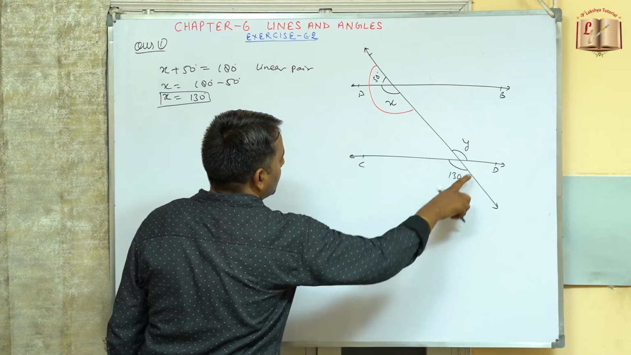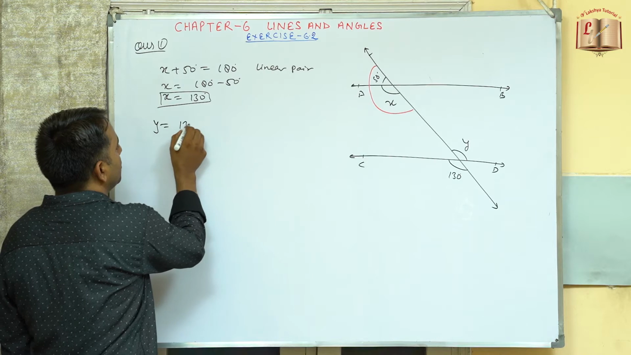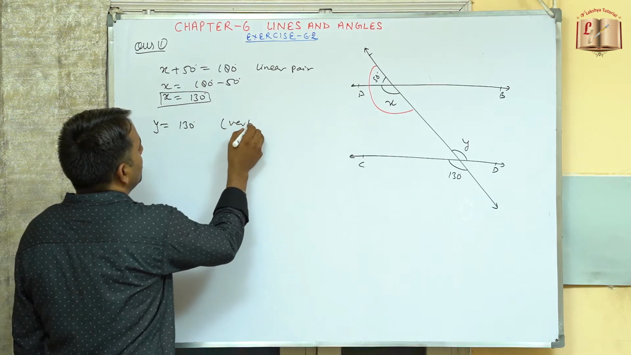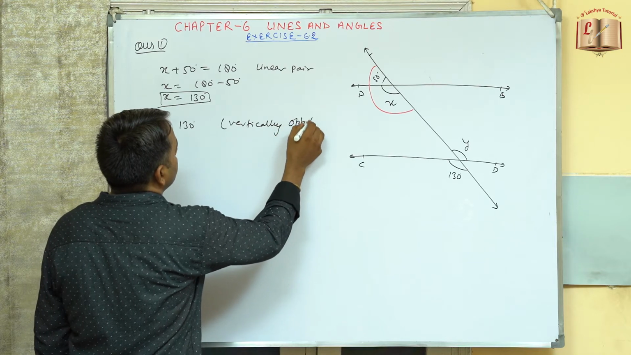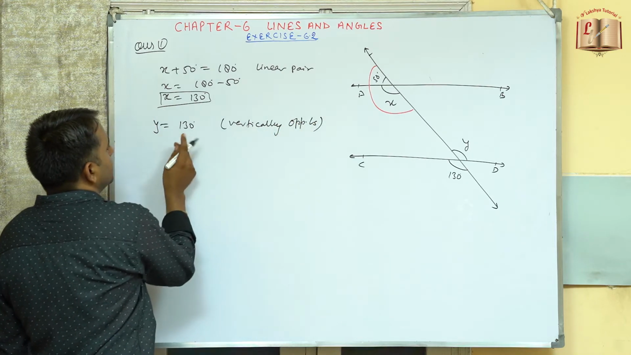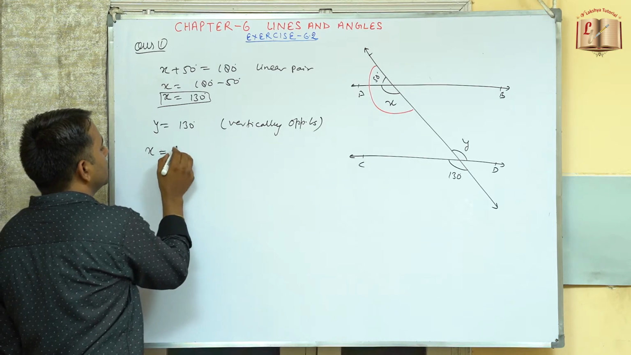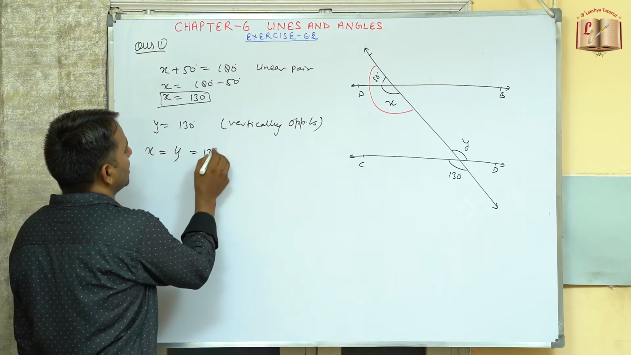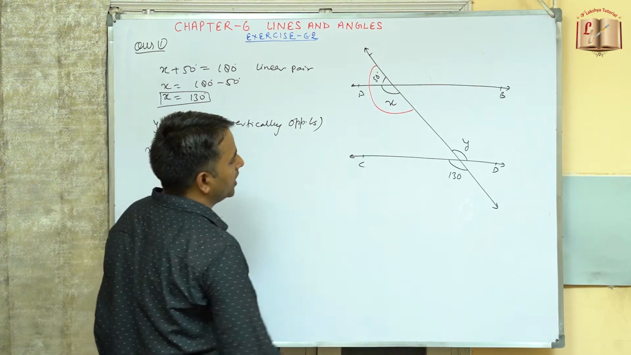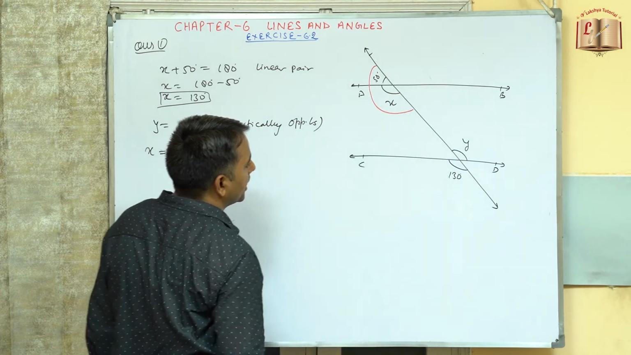Similarly y and 130, they are the vertically opposite angles. So angle y is equal to 130 degree. These are the vertically opposite angles. So now see that x is equal to y. Angle x is equal to y, this is equal to 130 degree. So when x and y both are equal, it means they are the alternate interior angles.